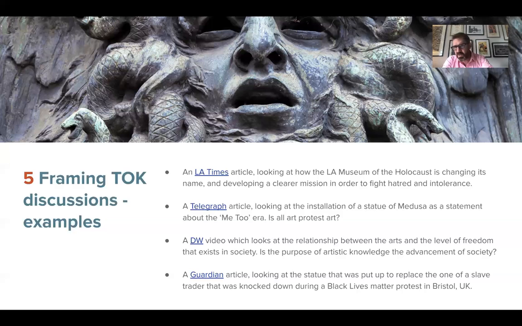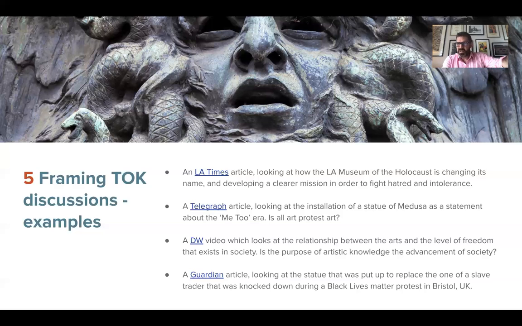And it poses lots and lots of questions related to the relationship between our moral awareness and art. You know, how much do we learn about morality from art? I think it's a fantastic piece of work. There's a DW video which is really nice, and it talks about the relationship between arts and the level of freedom that exists in society. Again, maybe a smaller question that it poses there: is art about making society better? Is it all about advancing society, or is art just entertainment?